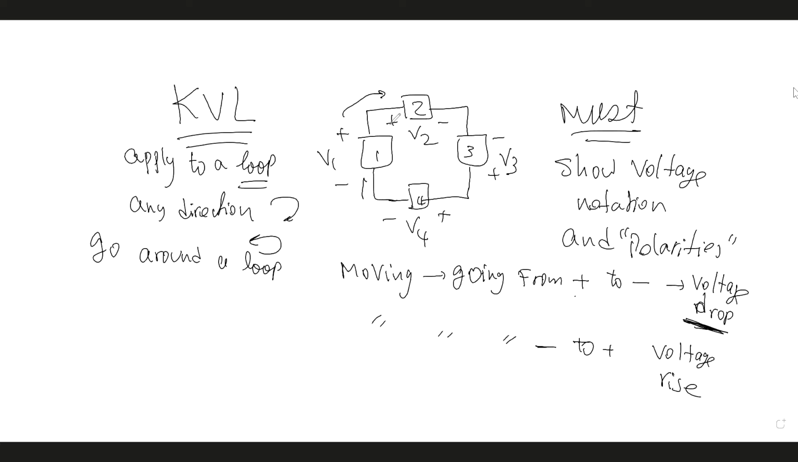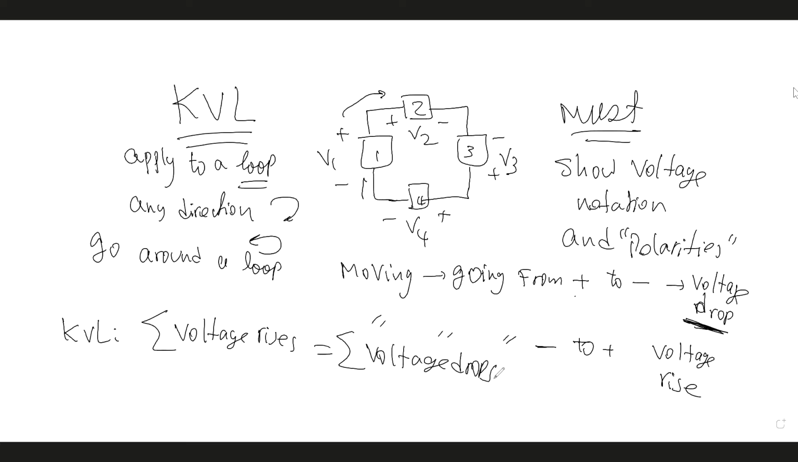When you're passing through element 2, it's a voltage drop. When you're passing element 3, it's a rise. When you're passing through element 4, it's a drop. KVL is simply a summation of voltage rises equal to the summation of voltage drops. So in this case, put rise on one side, drop on the other side, it doesn't matter which side.